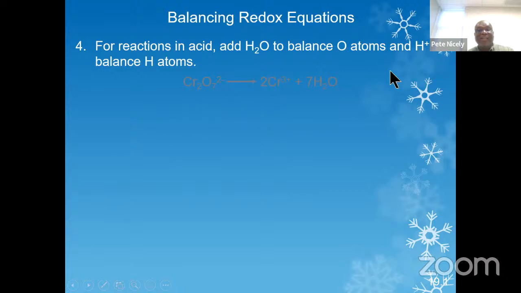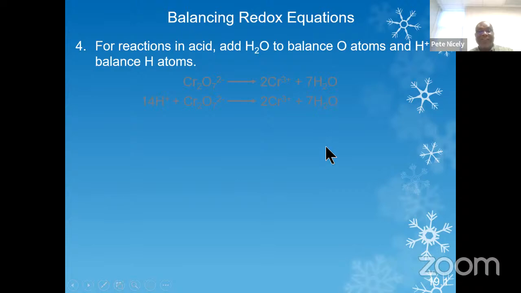And now to balance the hydrogens, what we do is add hydrogen ions to the side which is deficient in hydrogens, again, to balance the hydrogen atoms on both sides. So you'll notice that there are 14 hydrogens here, 7 times 2, 14 hydrogen atoms total on the right side. There are no hydrogens on the left side. So what we do is add a total of 14 hydrogen ions on the left side to balance with the 14 hydrogen atoms on the right side.